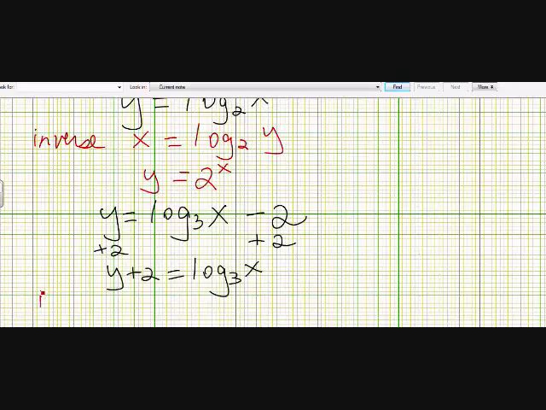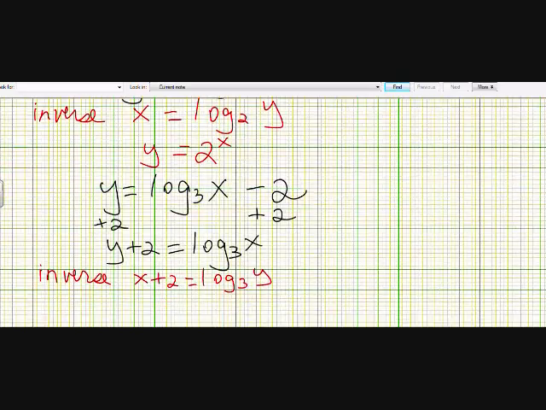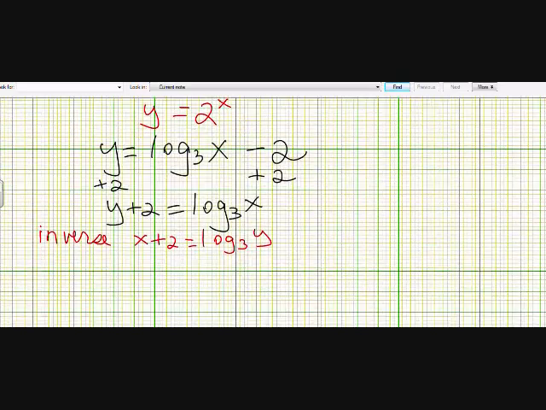And now its inverse is switch the x for the y. So that's x plus 2 equals log base 3 of y. Solve for y by doing this as an exponential. 3 to the power of the answer of the logarithm, which is this whole x plus 2. That's my whole exponent. So 3 to the x plus 2 is equal to that y, and there's my inverse function written properly.